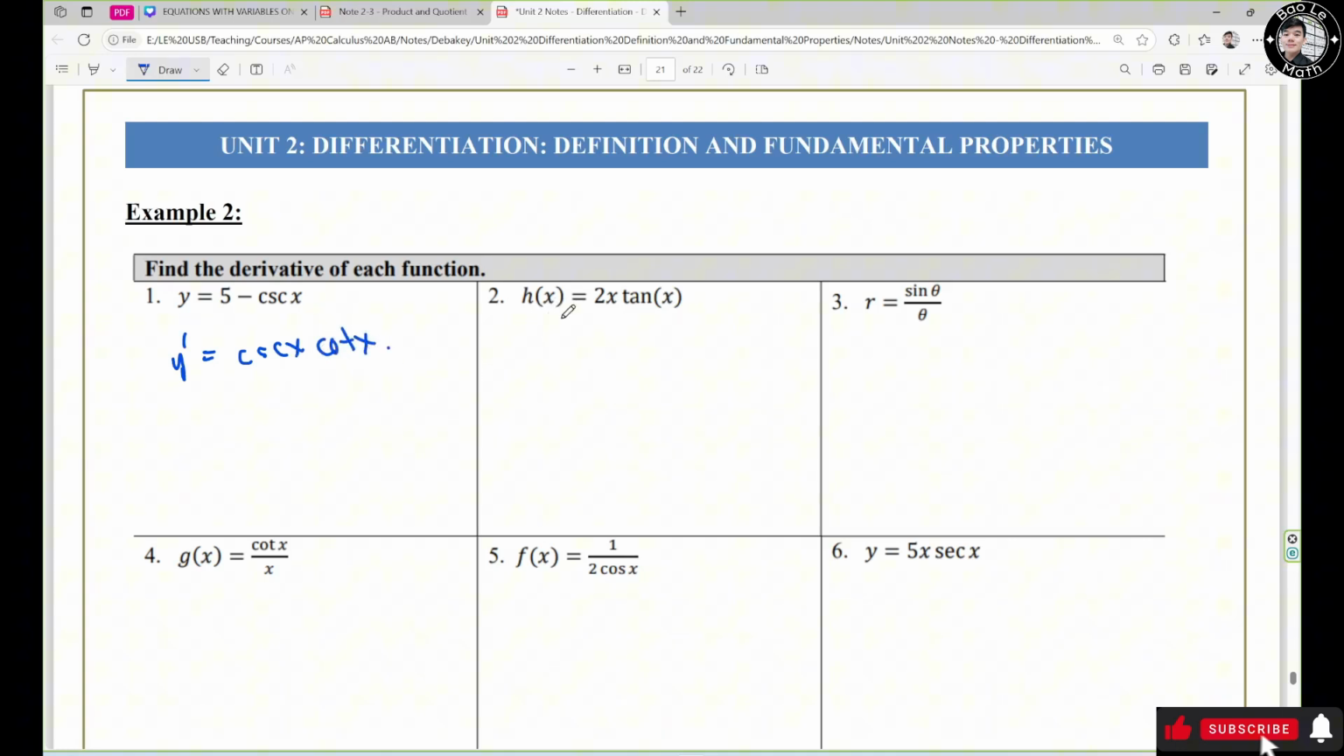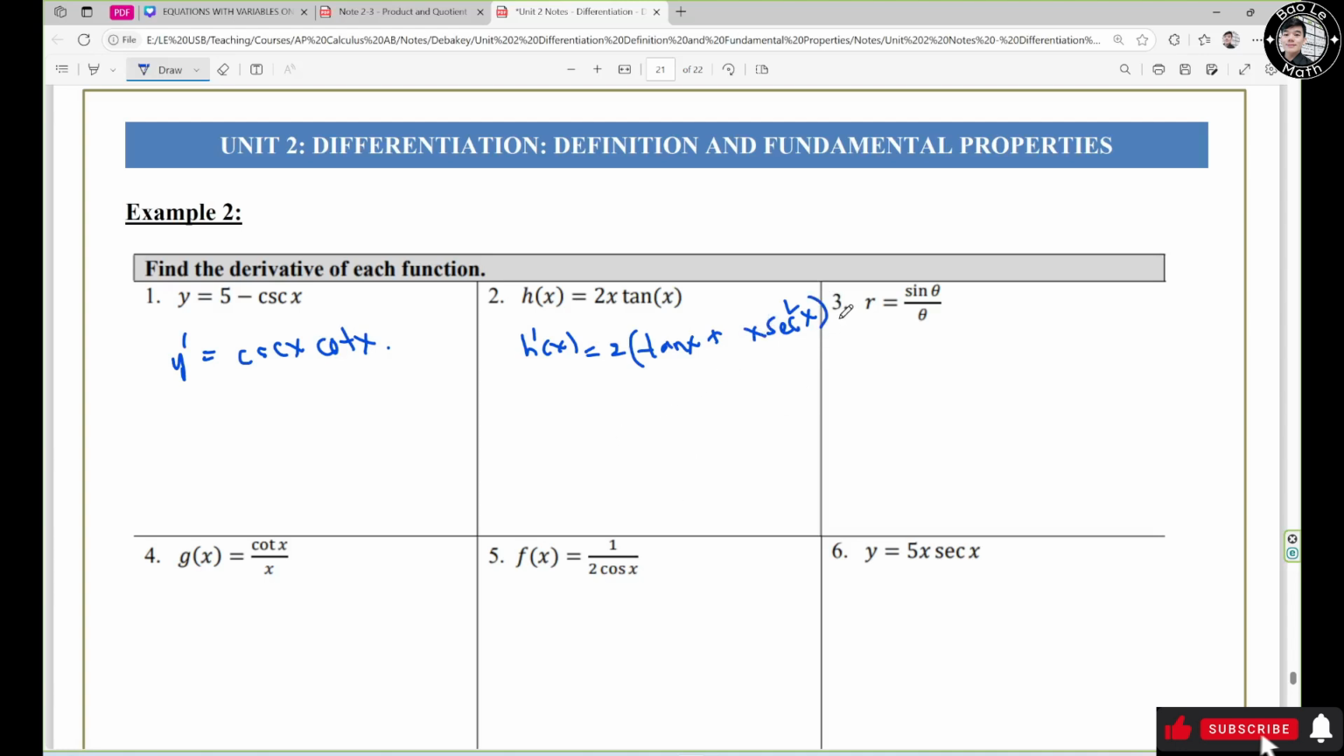Now, question 2, h prime of x equals, rewrite number 2 with parentheses. And then we're going to use the product rule, right? The derivative of x equals 1, then I just rewrite tangent x. And then the derivative of tangent x equals secant squared of x, so it could be secant squared of x, and then I rewrite x right here, right?